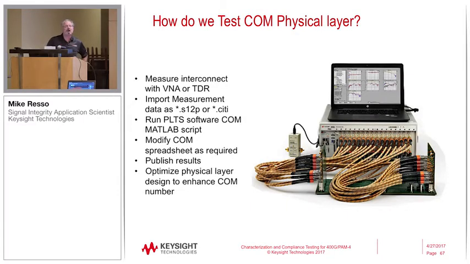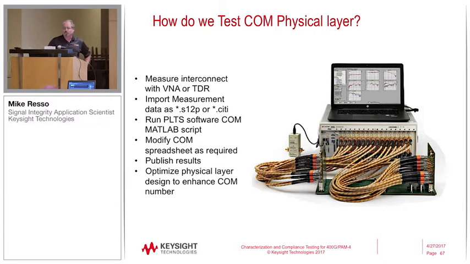So how do we test COM in the physical layer? Well, we're going to be measuring interconnect, linear passive interconnect, with either a vector network analyzer or a time domain reflectometer. I don't think we have a VNA here today, but we do have a time domain reflectometer back here. Jeff's got a really nice demo going here with a 5 picosecond rise time step from the TDR.